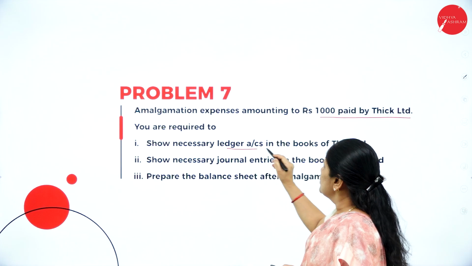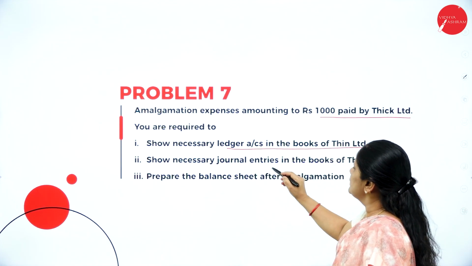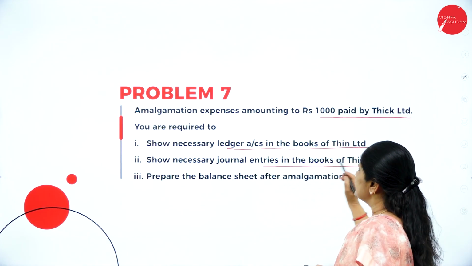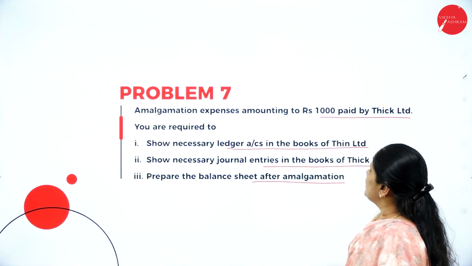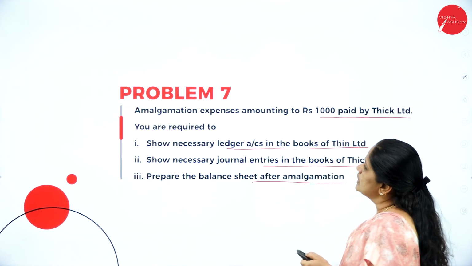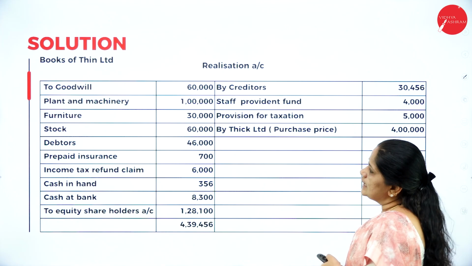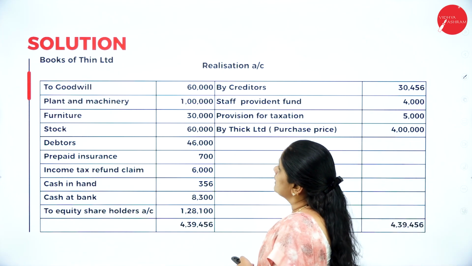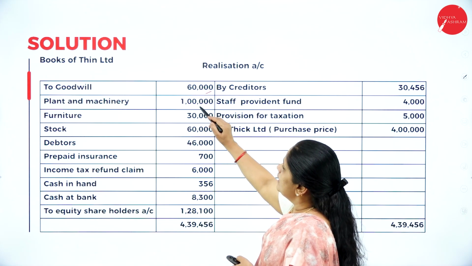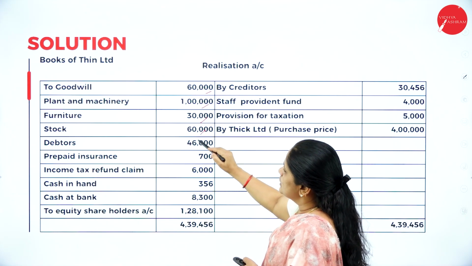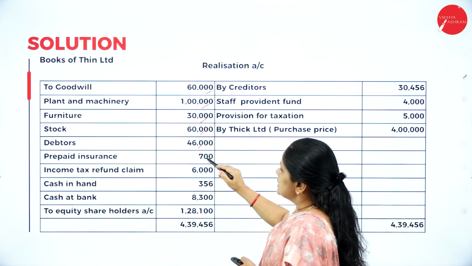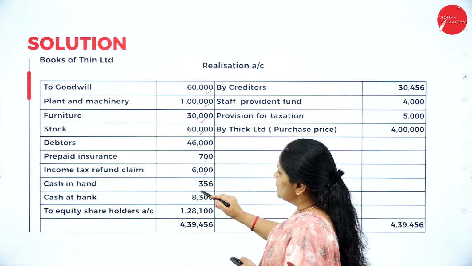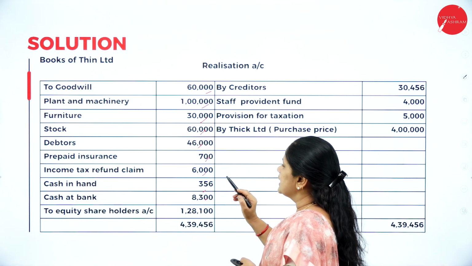You are required to show necessary ledger accounts in the books of TIN Limited, journal entries in the books of TIC Limited, and the balance sheet after amalgamation. So we have the realization account in the books of TIN Limited. So we have the goodwill, plant and machinery, furniture, stock, debtors, prepaid insurance, income tax refund, cash in hand, cash at bank.